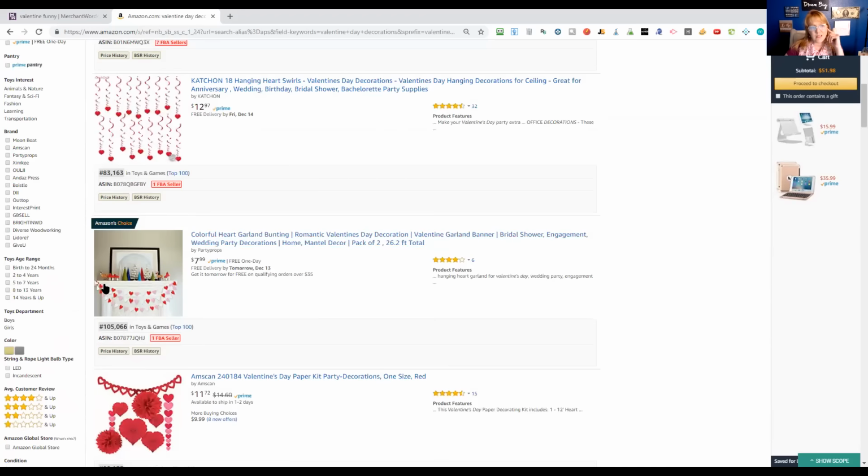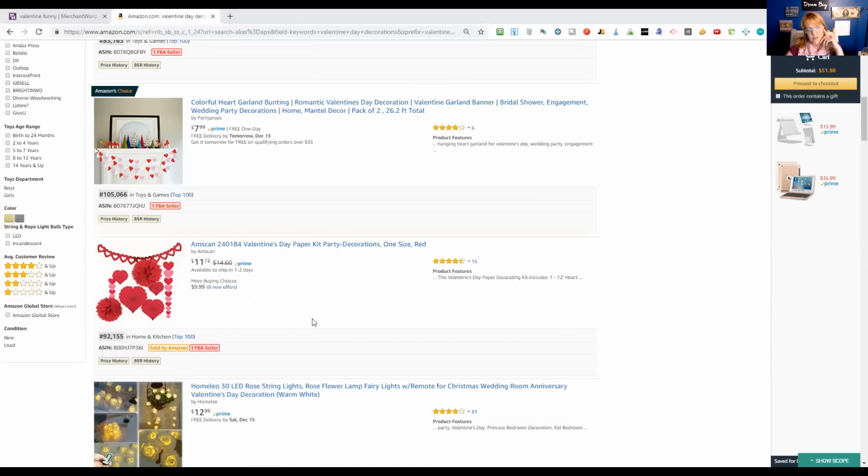Now this is interesting. This Amazon's Choice, colorful heart garland, bunting, romantic Valentine's Day decoration totally breaks a bunch of Amazon terms of service in that photo. Yet Amazon is making it Amazon's Choice. Go figure, right? So they're only selling it for $8. So you might want to go look at, I like all of the keywords they have in here. It's an interesting title. So you might want to go Google this or Amazon search this, and they've got it in toys and games too, which is interesting instead of home and kitchen.